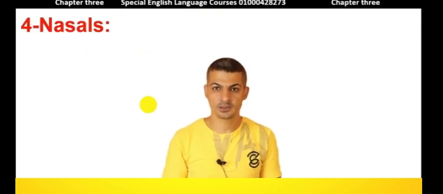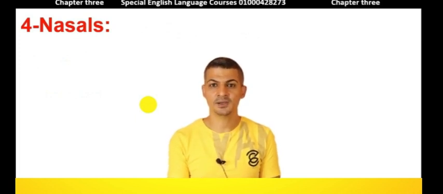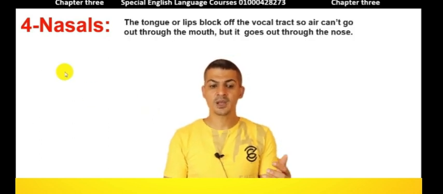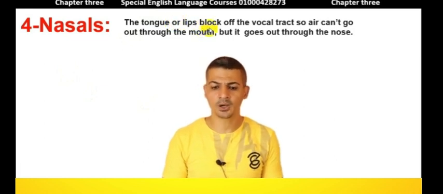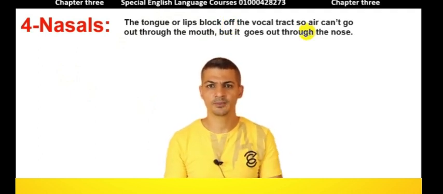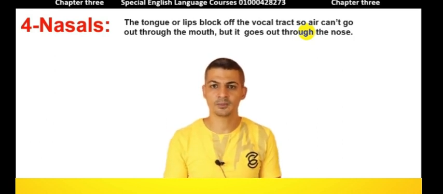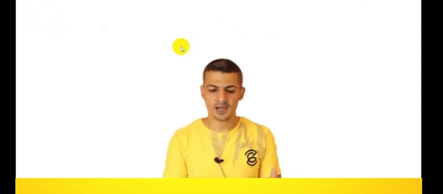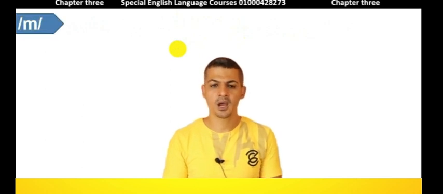Number four, nasals. How can we make the nasals? Nasals means that they relate to the nose. We make them through the nose. The tongue or lips block off the vocal tract, so the air can't go through the mouth. Instead of going out through the mouth, the air goes through the nose. The sounds in this group are m, m, m.